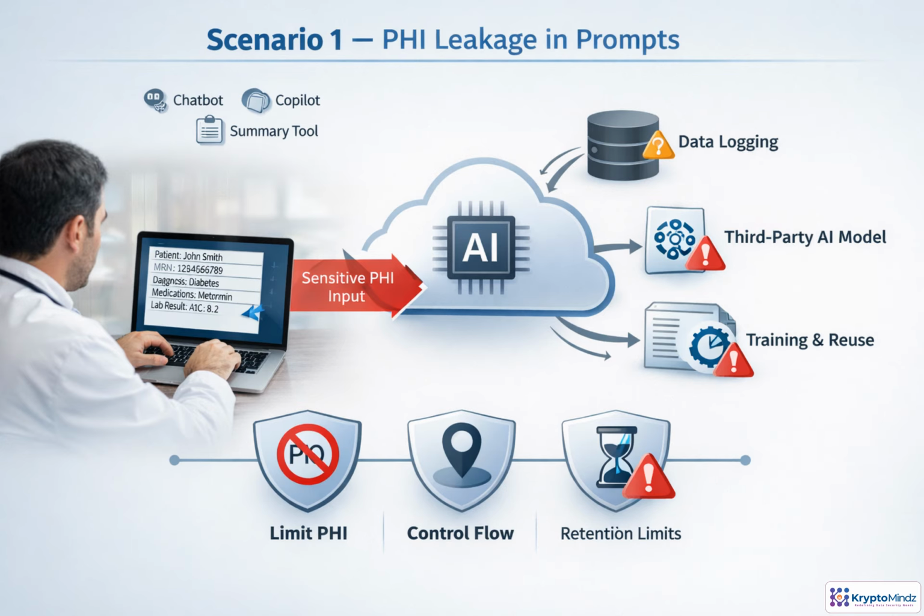Consider a clinician using an AI tool to summarize a visit note. If the prompt includes the patient's name, MRN, diagnosis, medication, and lab results, that PHI may pass into logs, third-party services, or training pipelines. The control is not "never use AI." It is to minimize PHI, use approved endpoints, and enforce strict retention rules.